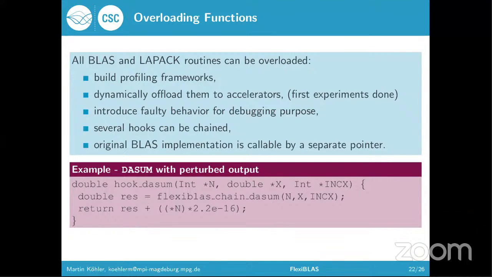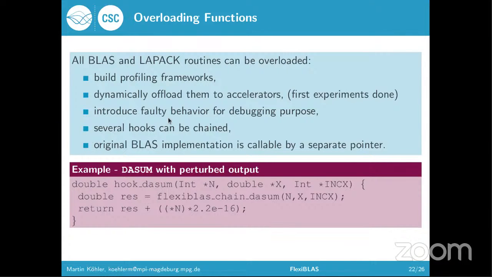For some debugging purposes, I already did stuff with faulty behavior, for example, the stuff I presented down there. By changing the result of a one norm of a vector, the summed absolute values of a vector, I included it to see what happens if there are some extreme rounding errors. So that's something you can include.